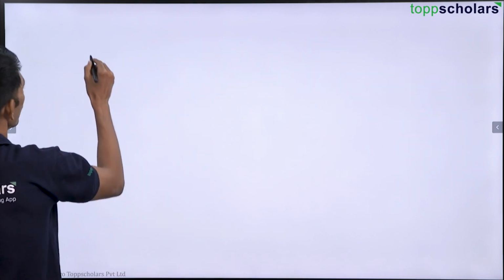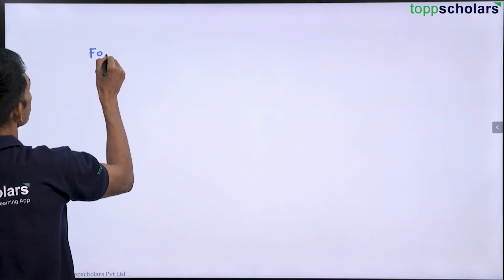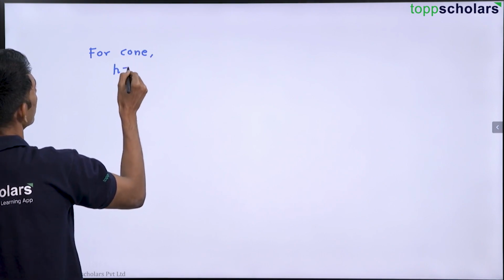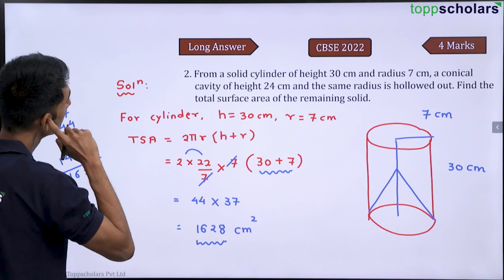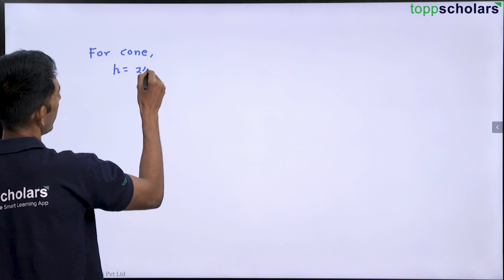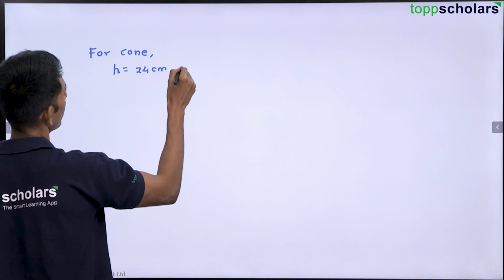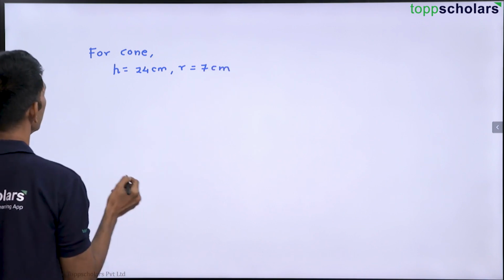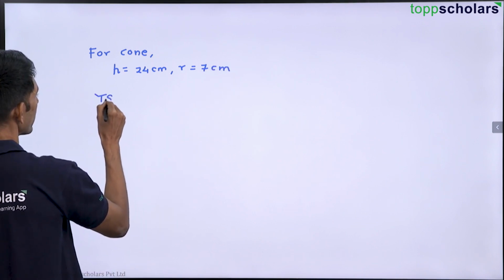So I can say for the cone, the height is 24, if I am not wrong. Yes, the height is 24 centimeter. The radius remains the same, 7 centimeter. So what will be the total surface area?